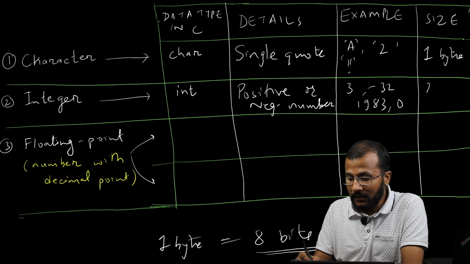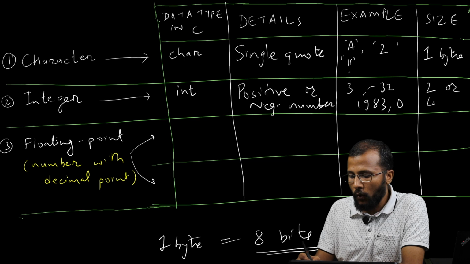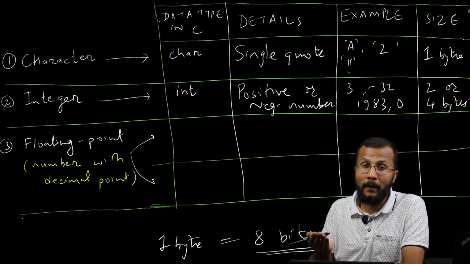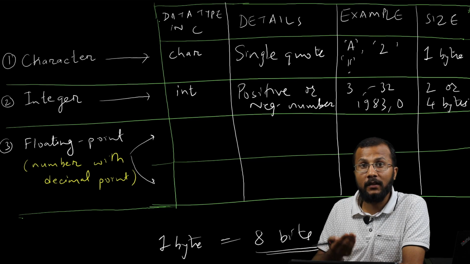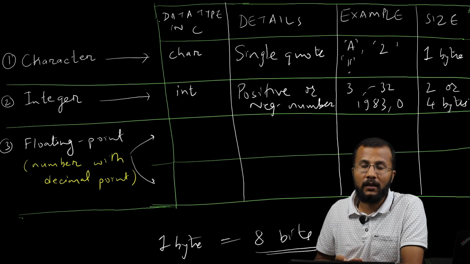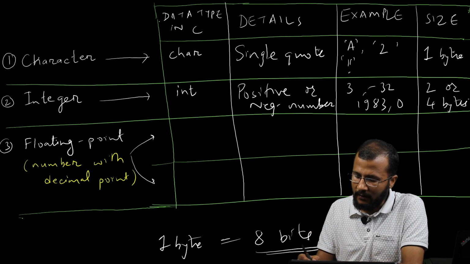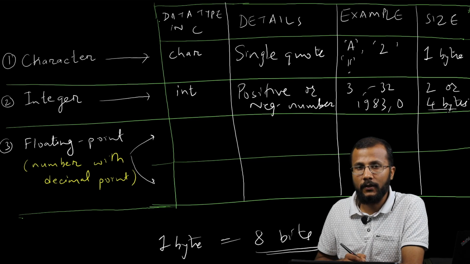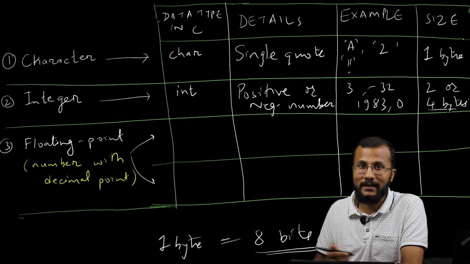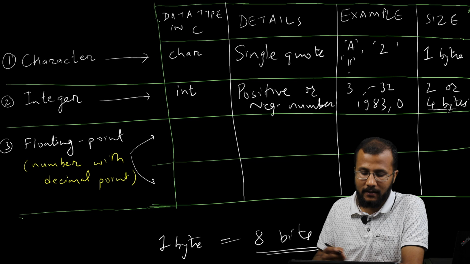An integer can take either 2 or 4 bytes in the memory, depending upon which system you are working on. On different hardware architectures it can take a different size, but most modern day computers have an integer of size 4 bytes, meaning 32 bits. So a 32-bit long integer is there.